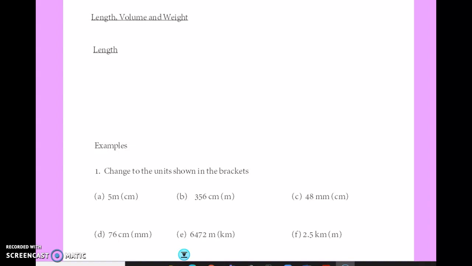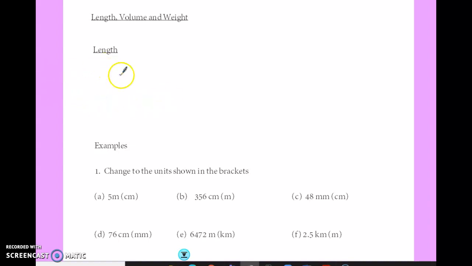We're going to have a look at length, volume and weight, and we're going to look at changing units between them in metric. Okay, so if we start with length, the lengths we want to be looking at are things like millimetres, centimetres, metres and so on. Okay, so it's all ones in metric.